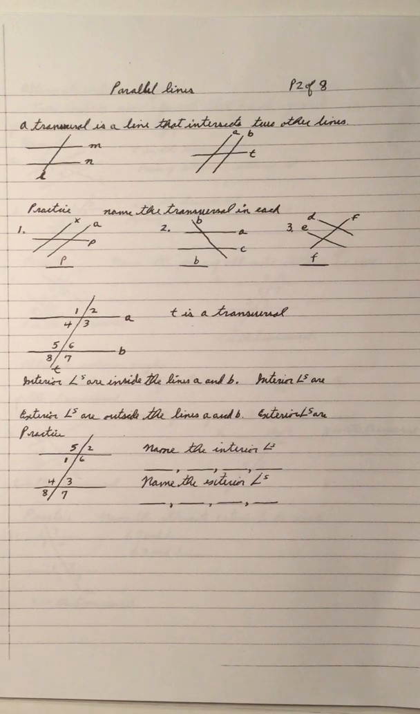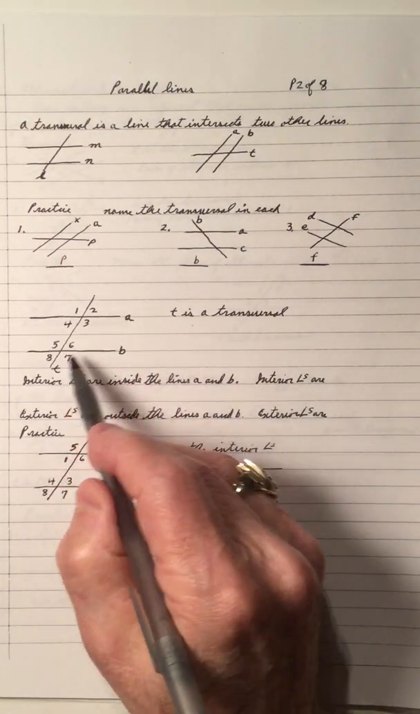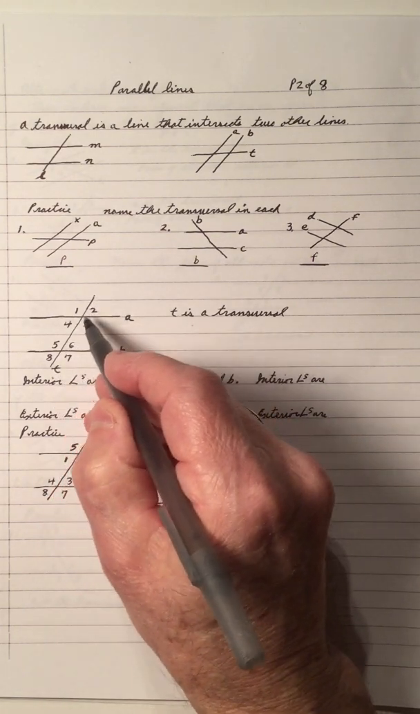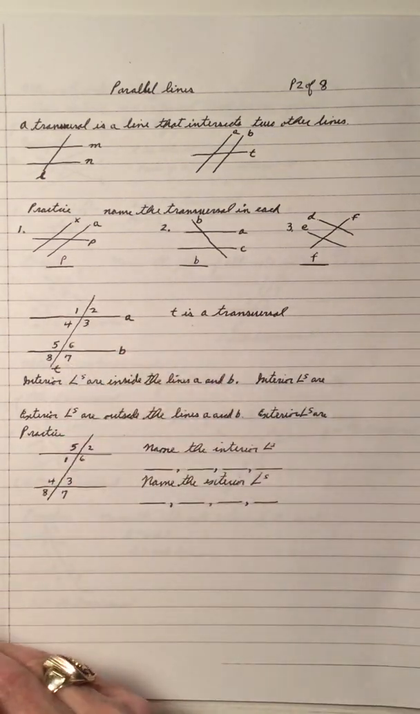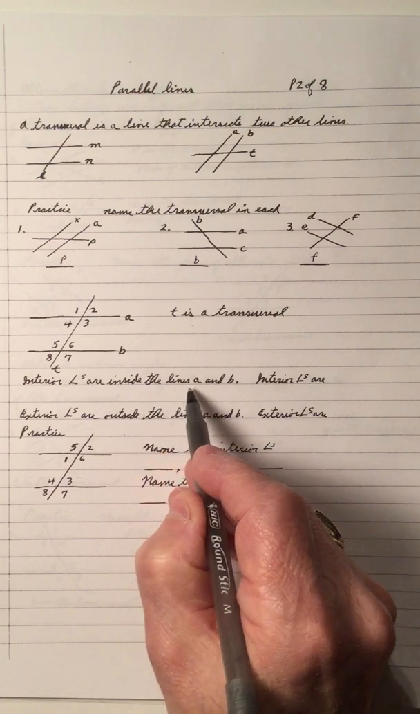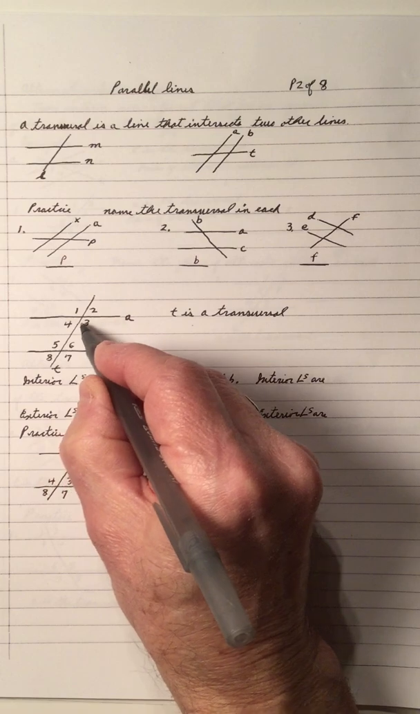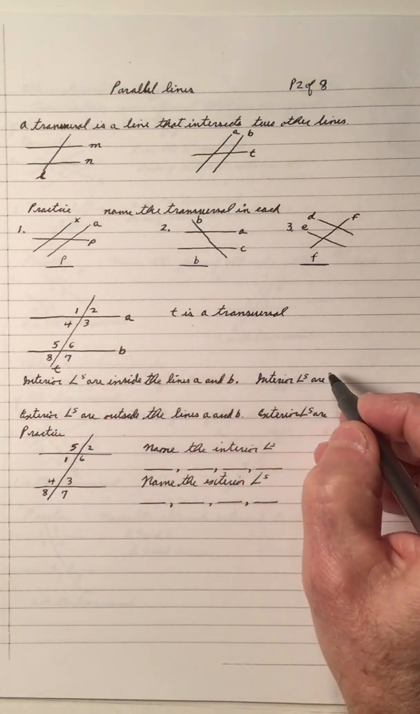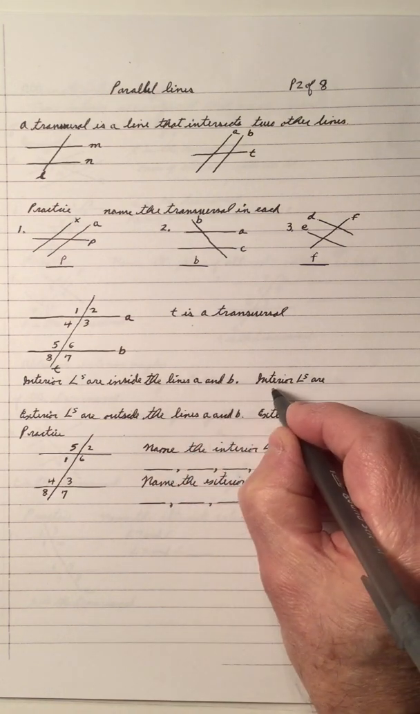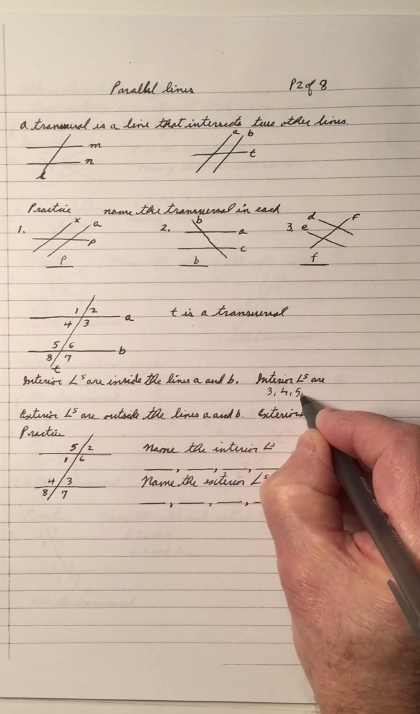A line that intersects two other lines is called a transversal. In this diagram, T is a transversal. So T is cutting A and B. The interior angles are inside the lines A and B. So if you have lines A and B, these angles inside of here are called the interior angles. The interior angles of the lines A and B are 3, 4, 5, 6.